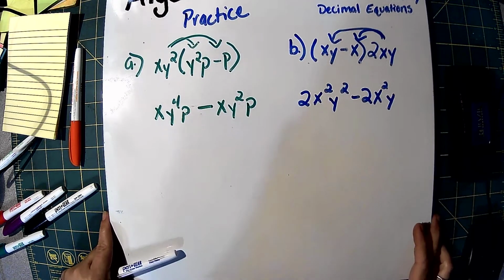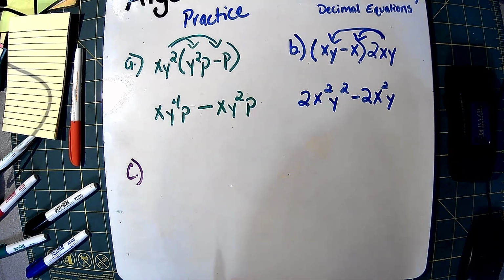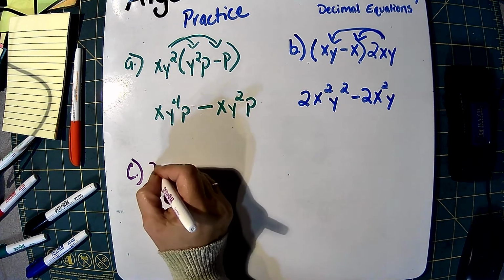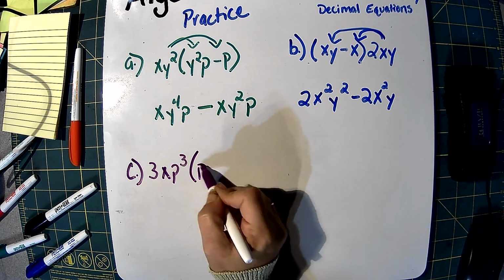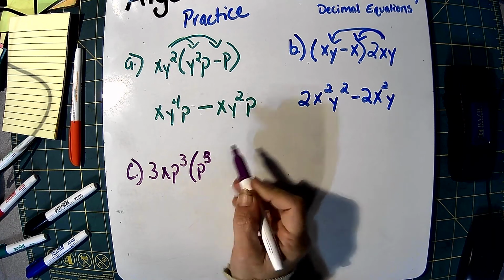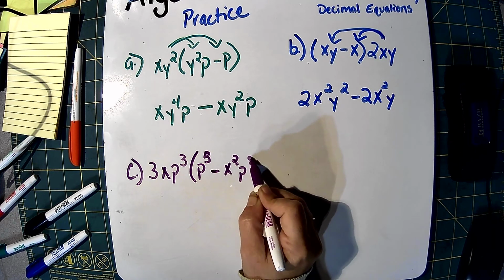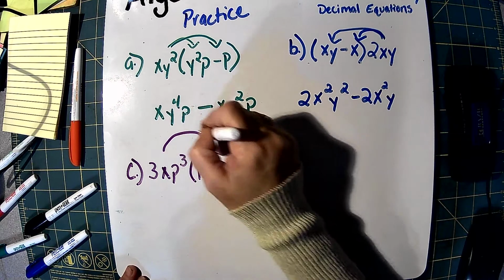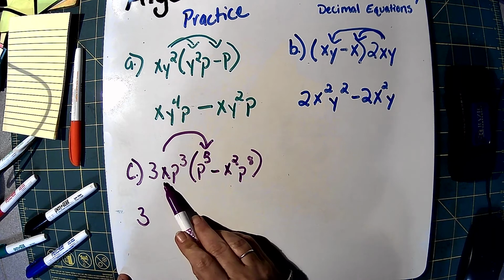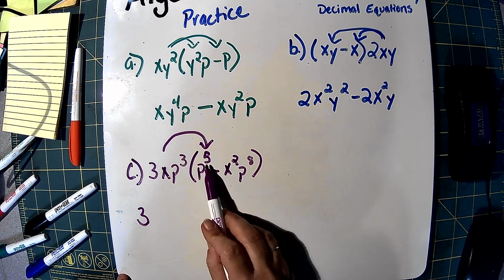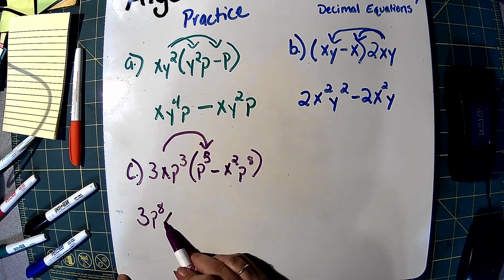Alright, let's do C. C is 3x p to the third times p to the fifth minus x squared p to the eighth. Okay, so first we're going to multiply here. So we're going to say 3 times 1 is 3. Our p's, we have 5 and 3, which would be 8. And then our x's, we just have the 1.